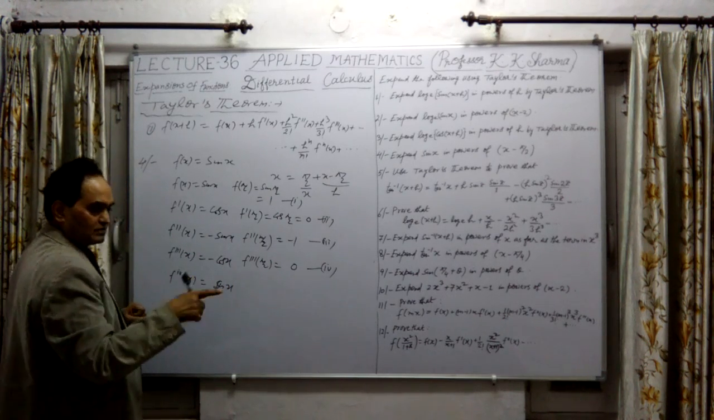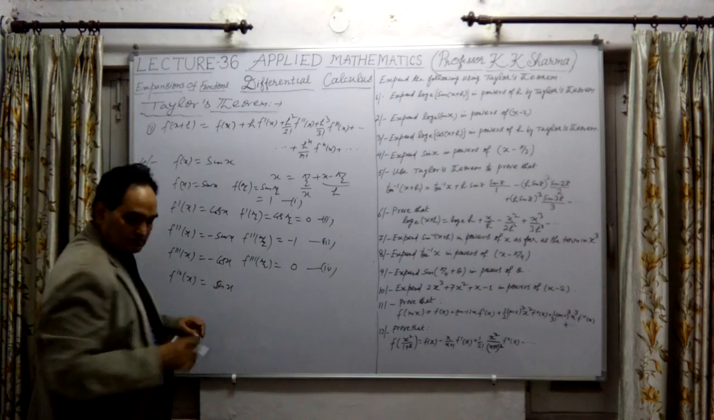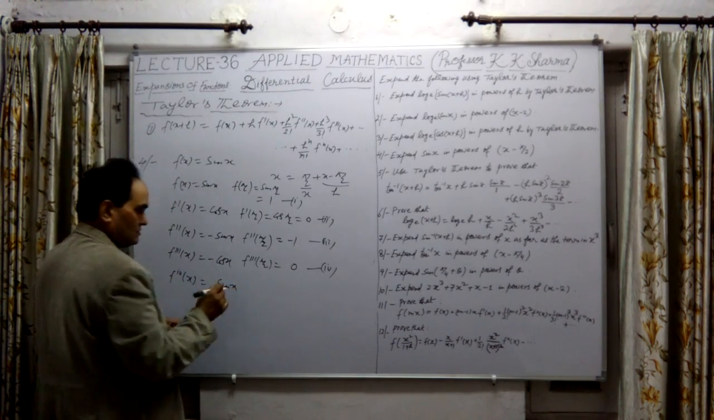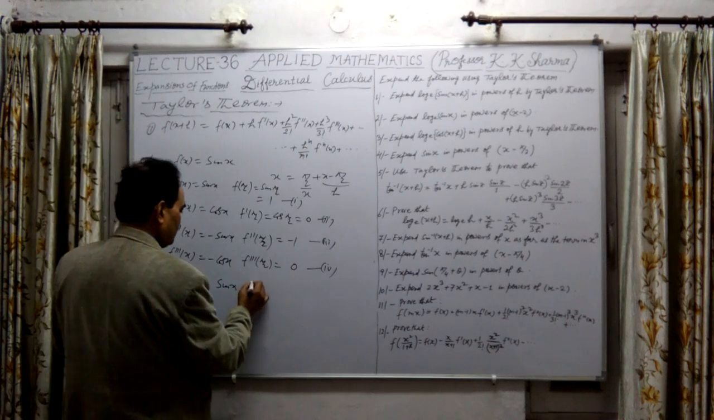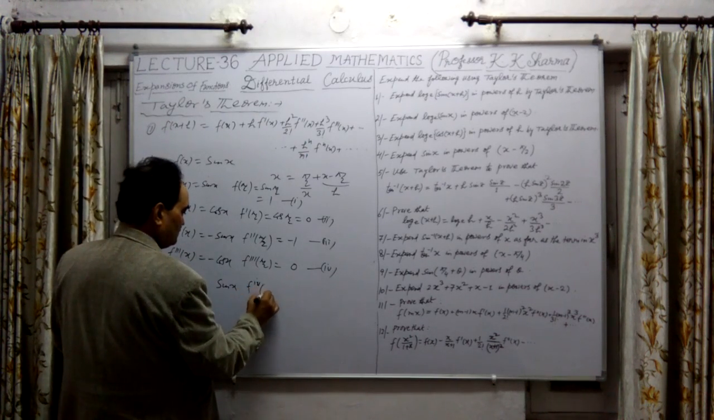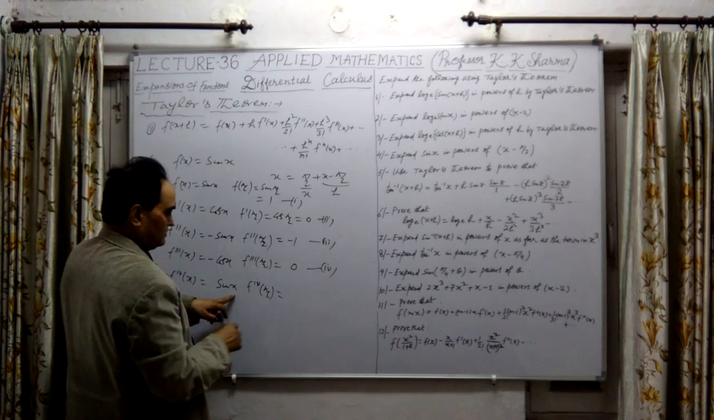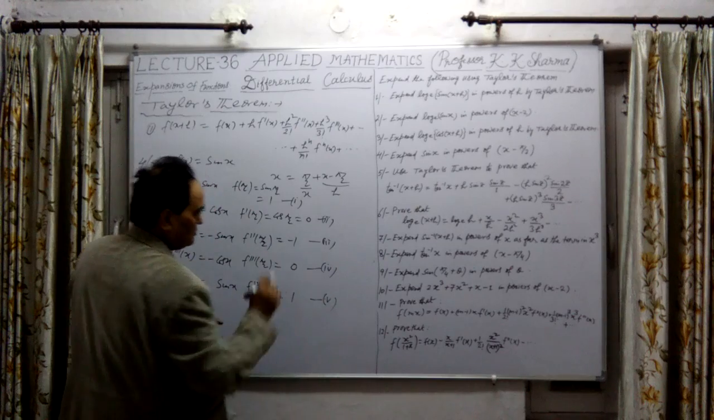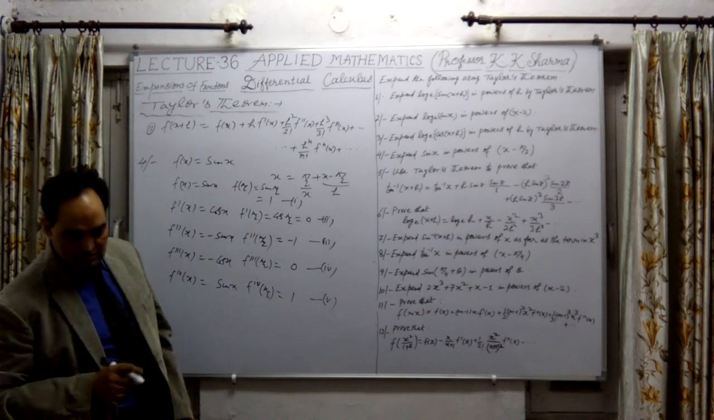Because cos x is minus sin x, the minus is already there. Minus minus plus, this is plus sin x. Now therefore f fourth of pi by 2 will be sin pi by 2, which is 1, positive 1. In this way we will obtain the value of this.